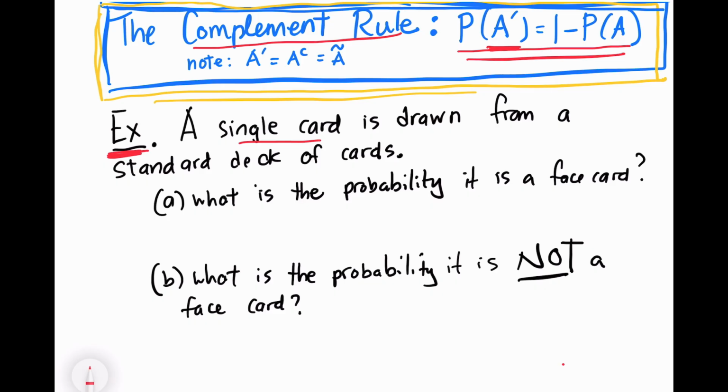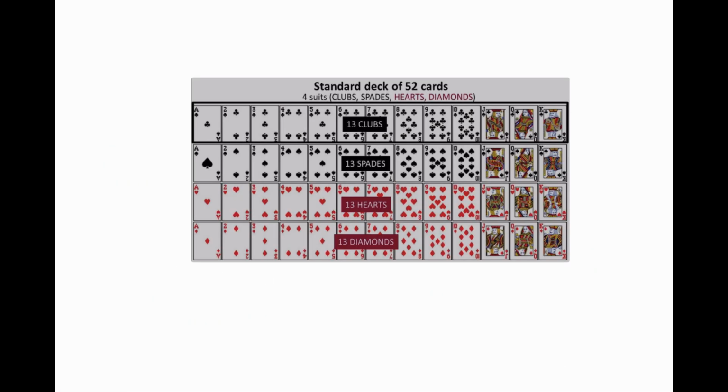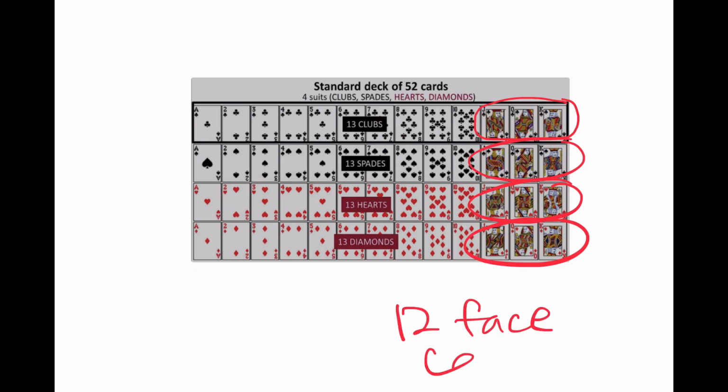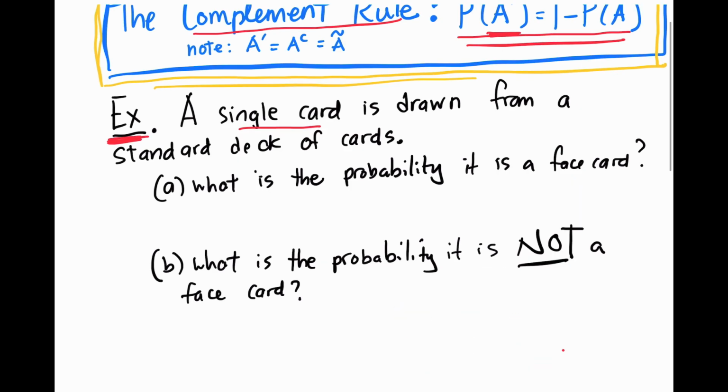A single card is drawn from a standard deck of 52 cards. What is the probability it is a face card? If you recall, the face cards are the jacks, the kings, and the queens. So here are my face cards over here, and you can see there are 12 face cards. So the probability of drawing a face card is 12 over 52.